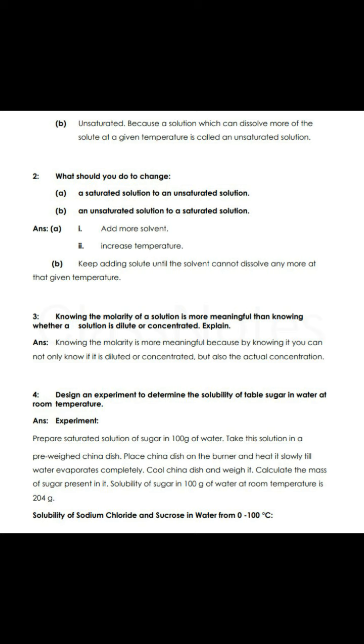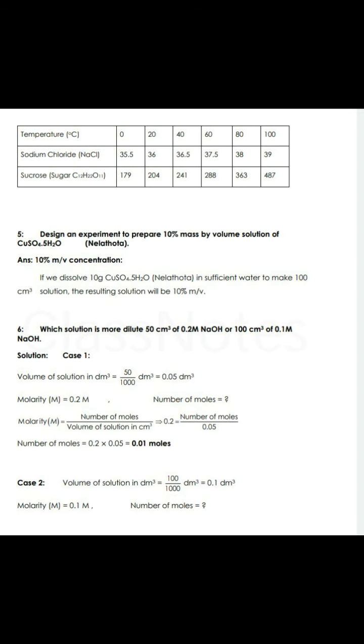grams. Solubility of sodium chloride and sucrose in water from 0 to 100 degrees. So here is the table in which the solubility of sodium chloride and sugar from 0 to 100 degrees has been given. At 0 degrees, the sodium chloride NaCl dissolved is 35.5, whereas sugar dissolved is 179. And at 100 degrees, sodium chloride solubility is 39, whereas sugar is 487.